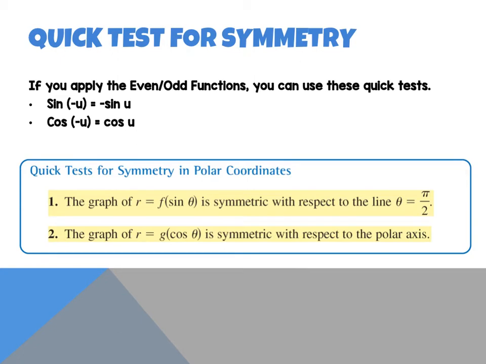Even easier than that, for the polar axis and for the pi over 2 axis, there's a quick test. Not for the pole, but for the other 2 there are. If you remember, think about what happens if I take the sine of, let's say, pi over 6 and the sine of negative pi over 6. So what's the sine at pi over 6? It's the y coordinate at pi over 6.